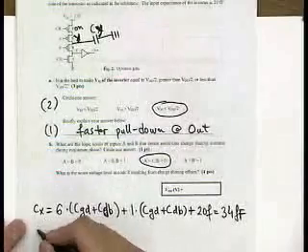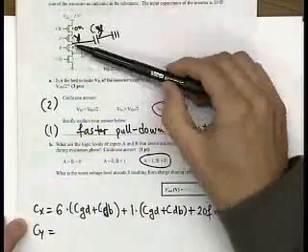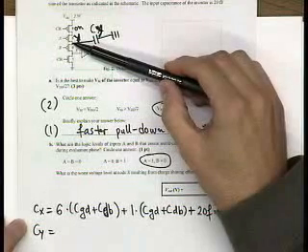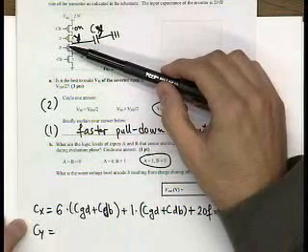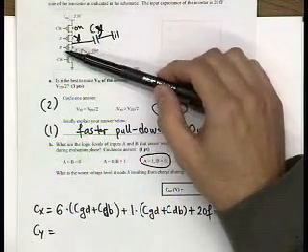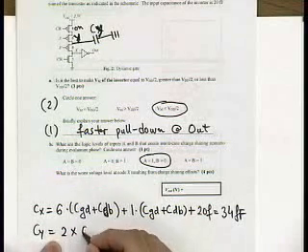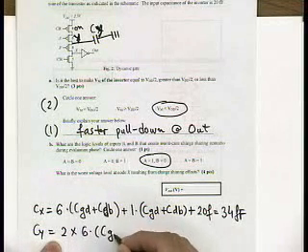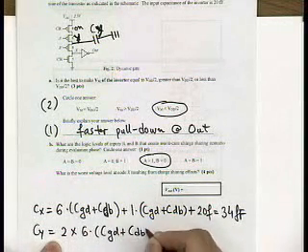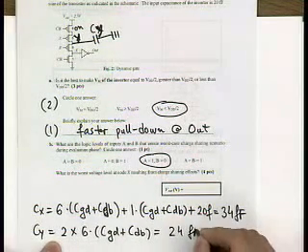Now for the CY, situation is basically very similar. So you have now two transistors that are connected to this node. Both transistors are PMOS. They have two capacitive components. They have drain to bulk and drain to gate. So we have symmetric situation. So we have 2 times 6 times CGD plus CDB. That is equal to 24 femtofarads.